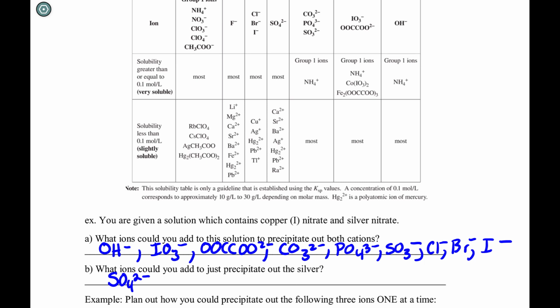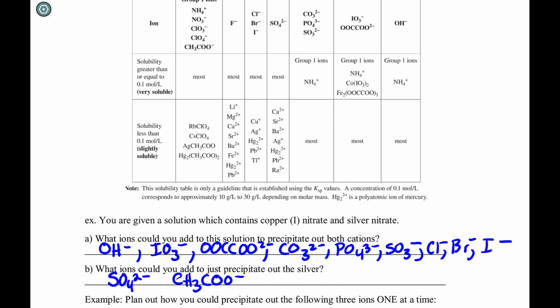What ions could you add to just precipitate out the silver? I could add CH3COO-, which is insoluble with silver. And there we go. Those are all the ions we could use to precipitate out both copper 1 and silver, but there's only 2 that could only precipitate out silver. So that's just a general idea of how to use the solubility table and come up with these ideas.